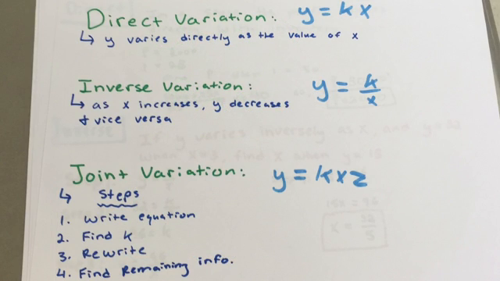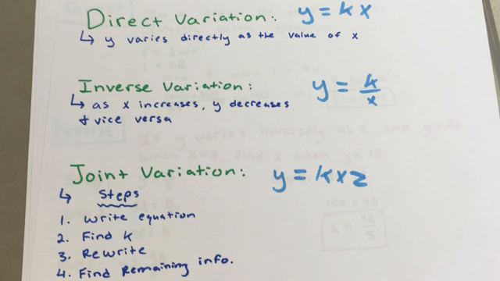For a direct variation, y equals kx, so y varies directly as the value of x. Inverse is y equals k over x, so as x increases, y decreases, and vice versa. Joint variation is y equals kxz.